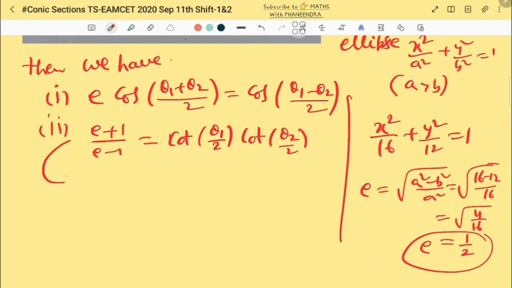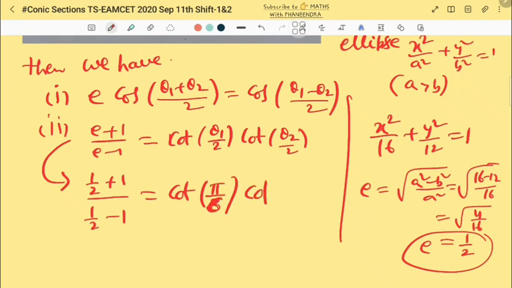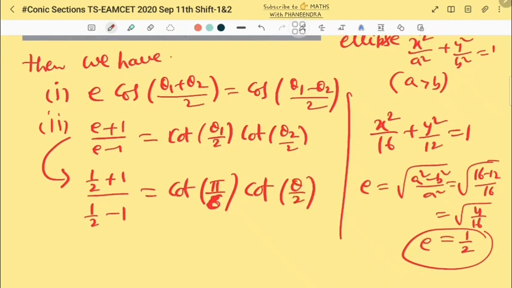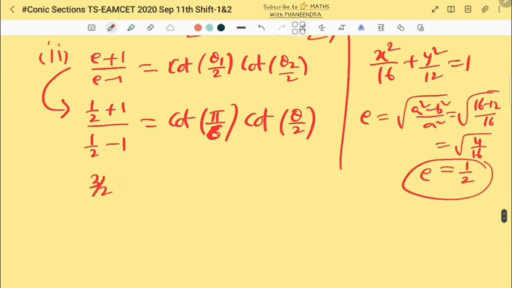So substitute in this: (1 by 2 plus 1) by (1 by 2 minus 1) is equal to cot theta 1 by 2, with theta 1 value pi by 3, so cot of pi by 6 will come, dear students, into cot theta by 2. So 1 by 2 plus 1 is 3 by 2, by minus 1 by 2, so minus 3, which is equal to cot pi by 6. Pi by 6 means 180 by 6, which is 30. So cot 30.